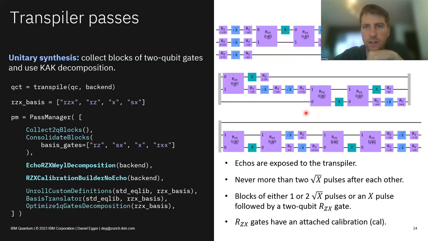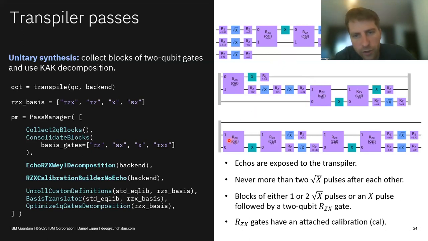gates here. And keep in mind that this decomposition here, R of Z, square root of X, R of Z, square root of X, and R of Z is universal in the sense that it allows you to represent any single qubit gate, right? So if you look at this circuit here, every instruction is a single pulse, and this is really the minimum number of pulses that you need in order to implement this circuit.